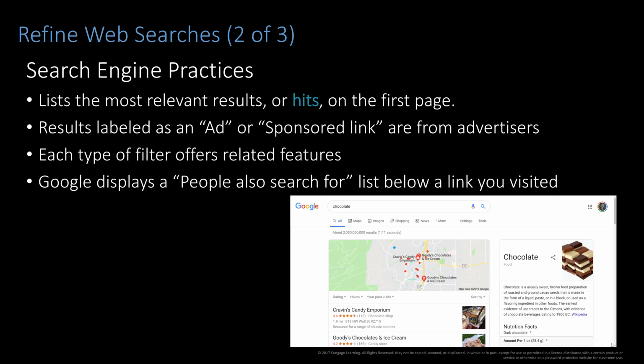Results labeled as ad, or as we see in Google, the green ad, are sponsored links from advertisers. We know those are being paid. We know we're being targeted by our search query to get those results. Each type of filter offers related features, and then of course Google displays people also search for XYZ. So that could be supporting products, supporting services, or alternatives.